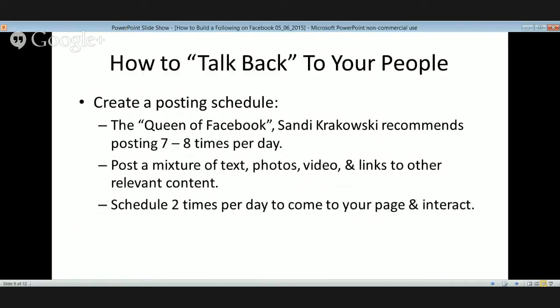You want to schedule 2 times per day to come to your page and interact. That could be for 10 or 15 minutes. And again, in the beginning, when you're having 100 and 200 and 500 people, it's probably not even going to take 10 or 15 minutes. It's probably going to take 2 or 3 minutes. But the bigger you build your audience over time, the more time it will take. But that's just a really good way to get yourself set up.